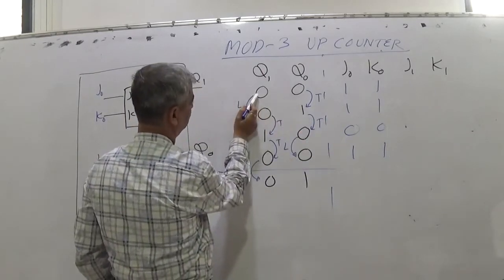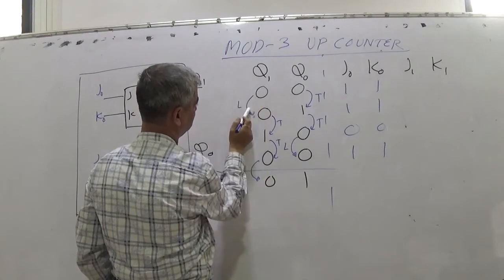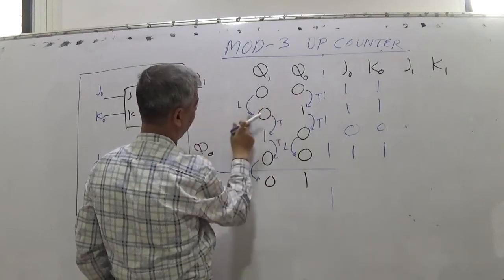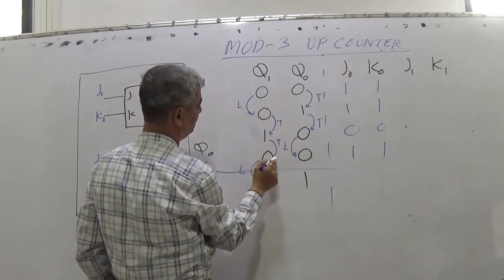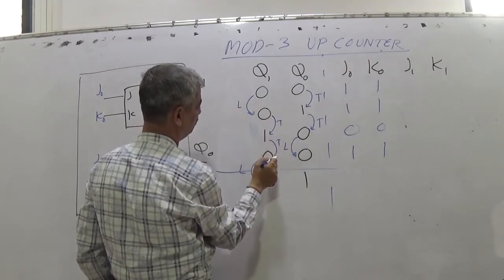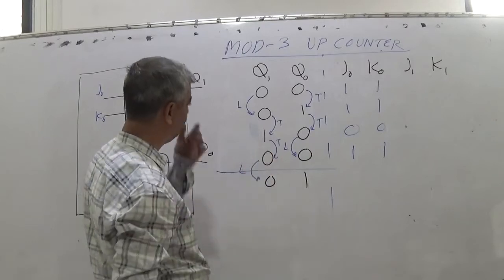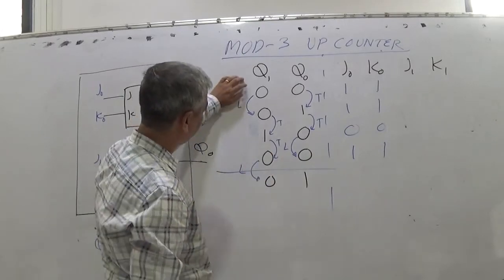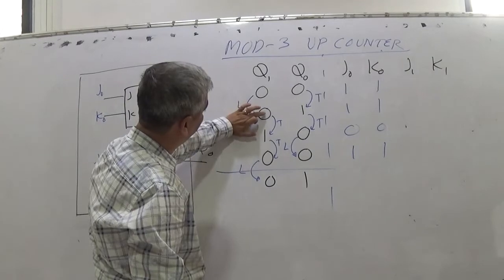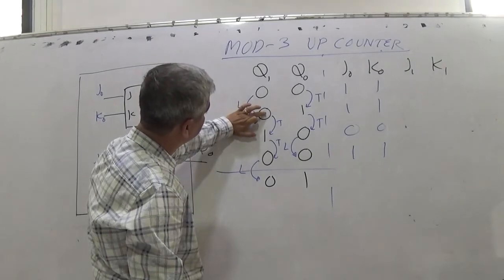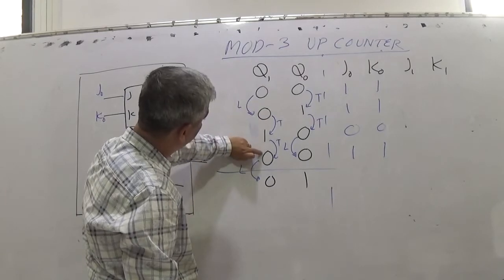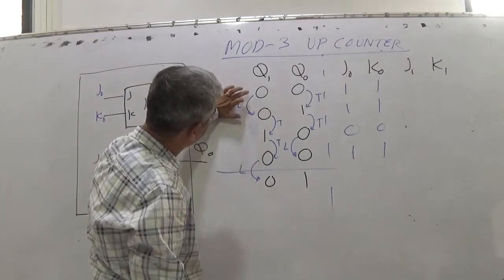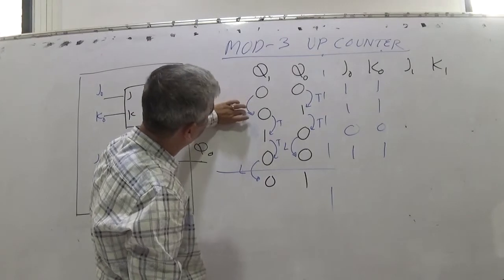So when here is last state, Q0 is 0. Here it toggles, Q0 is 1. But here also it toggles. Here also it toggles. So Q1 is toggling here, Q1 is toggling here, and Q1 is maintaining last state only here.